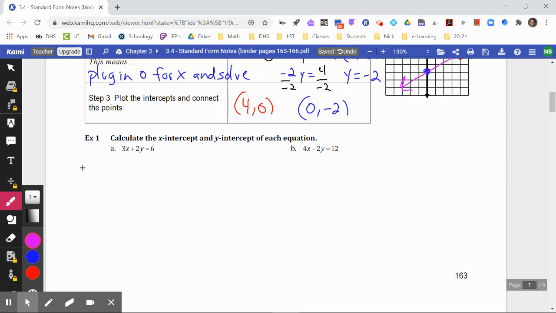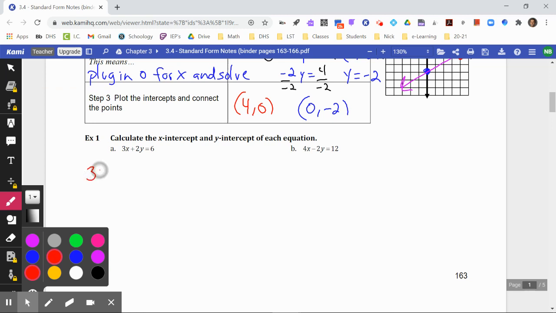We're finding our x and y intercepts, because this is what we need to do in order to graph. Here's our equation, 3x + 2y = 6. I've got to find my x-intercept and my y-intercept. To find my x-intercept, I'm going to plug in a 0 for y. So we get 3x + 2 times 0 = 6.